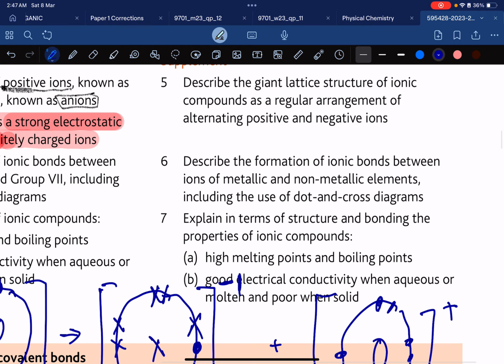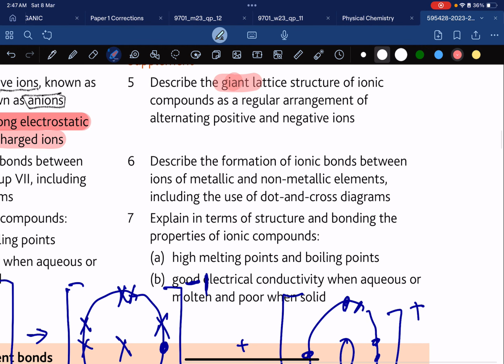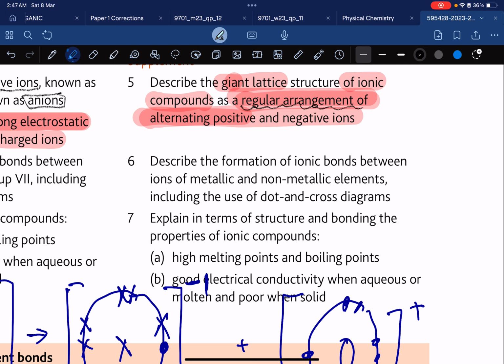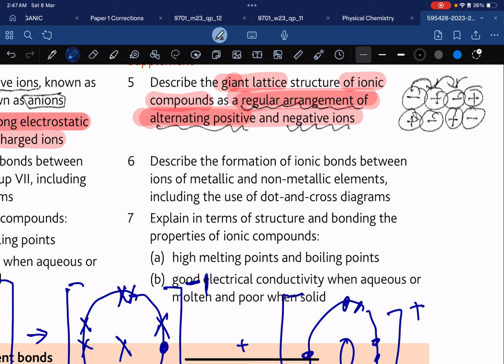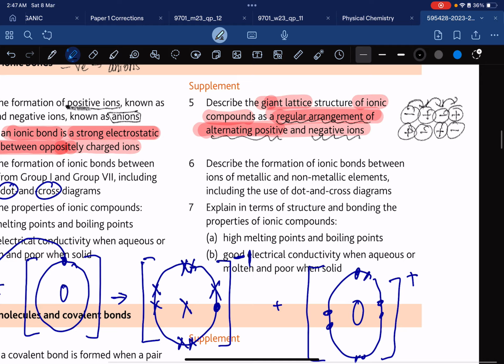Then remember, describe the lattice structure of ionic compounds as the regular arrangement of alternating positive and negative ions. So the giant lattice structure of ionic compounds is basically a regular arrangement of alternating positive and negative ions. Something I like to remember is like this. You can see that it's a regular arrangement of alternating ions: first negative, then positive, then negative, then positive.